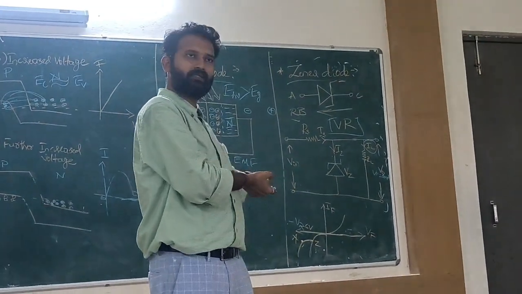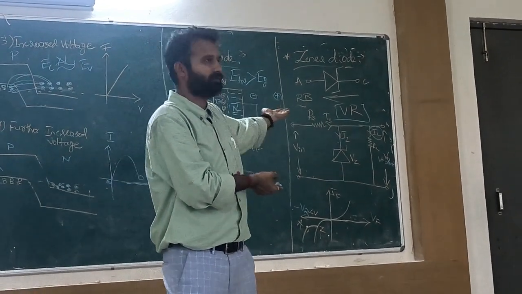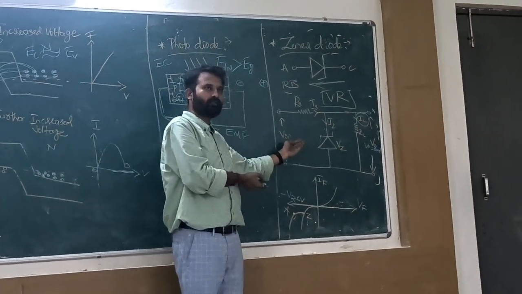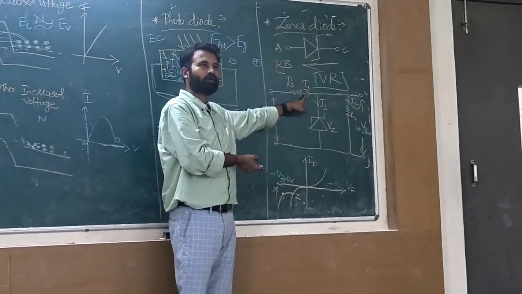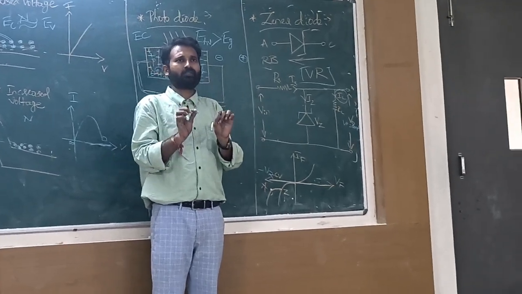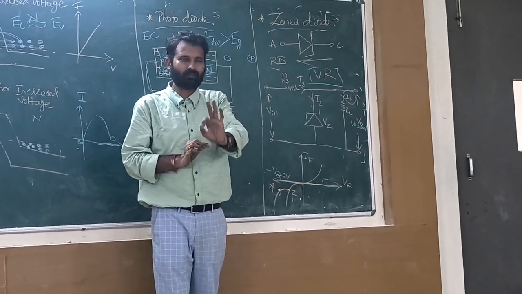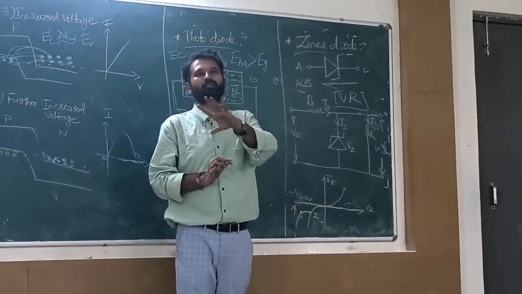You know what avalanche means and what Zener means, and you need to apply this. You need to explain this circuit operation. If you increase the input voltage, the current across the resistance increases. Let me ask a question. Why are we connecting a resistor? You have always seen a resistor with a diode. Why?